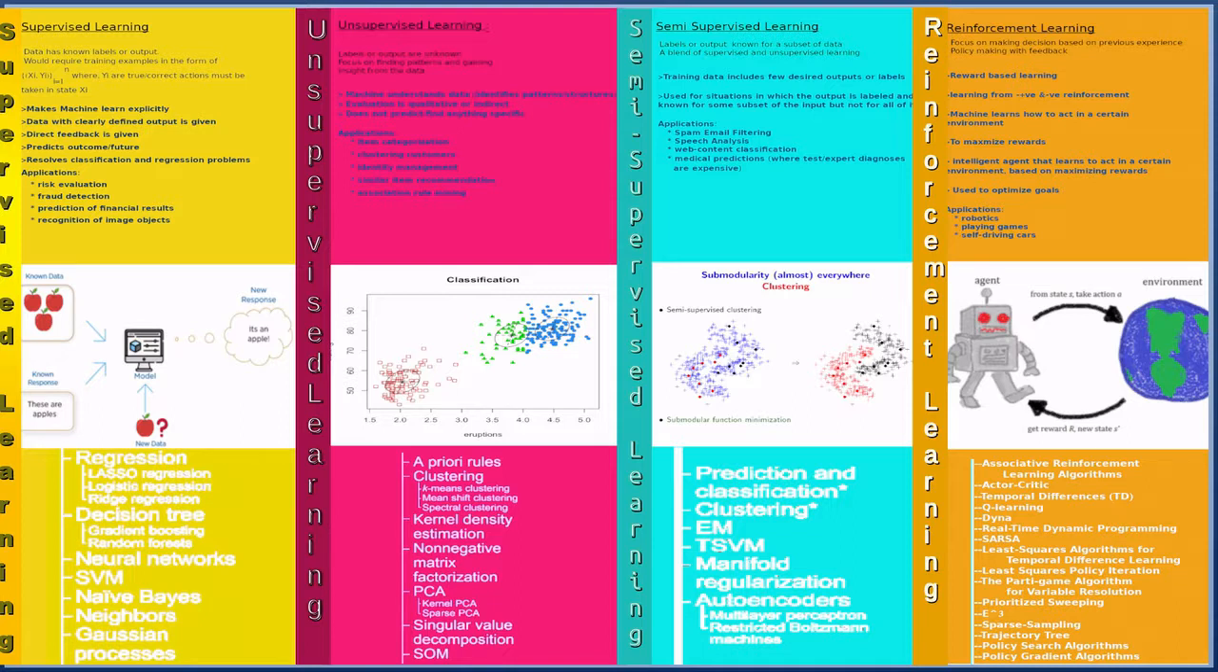The reinforcement learning algorithms are associative reinforcement learning algorithms, actor critic algorithm, temporal differences reinforcement learning, Q learning, Dyna, real-time dynamic programming, SARSA reinforcement learning, least squares algorithm for temporal differences learning, least squares policy iterations, prioritized sweeping algorithm, parti-game algorithm, sparse sampling algorithm, trajectory tree algorithm, policy search algorithms, policy gradient algorithms.